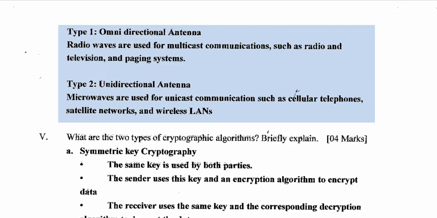Therefore the answer says type 1 is omnidirectional antenna, type 2 is unidirectional antenna, and omnidirectional uses radio waves, and unidirectional uses microwaves, and omnidirectional means multicast communication and unidirectional means unicast communication. So omnidirectional antennas are used in radio, television and paging systems, and unidirectional antennas are used for cellular communications, wireless networks and in all the satellite networks.